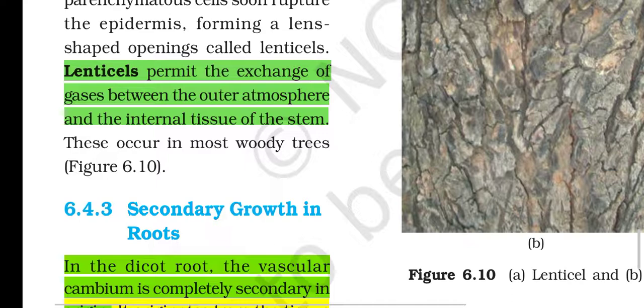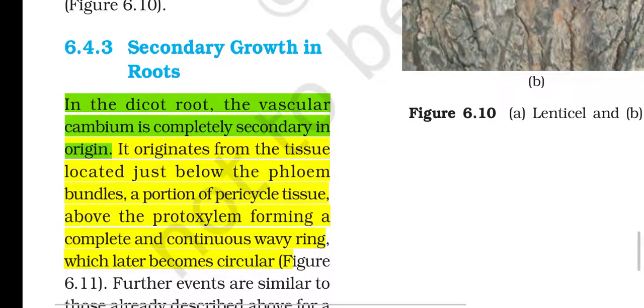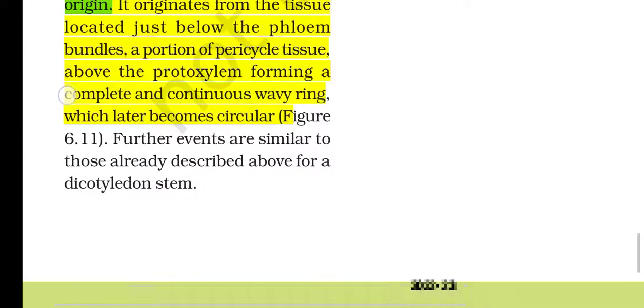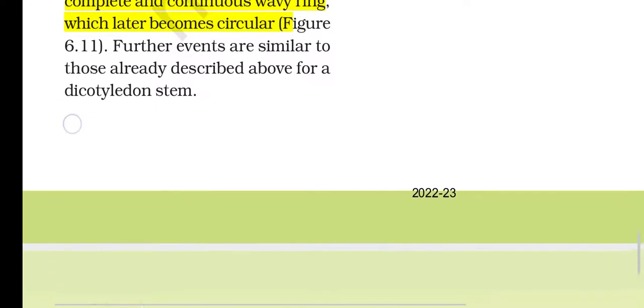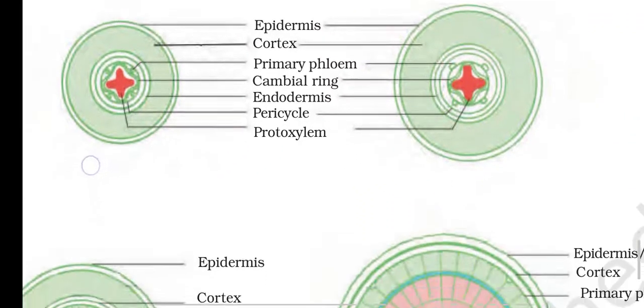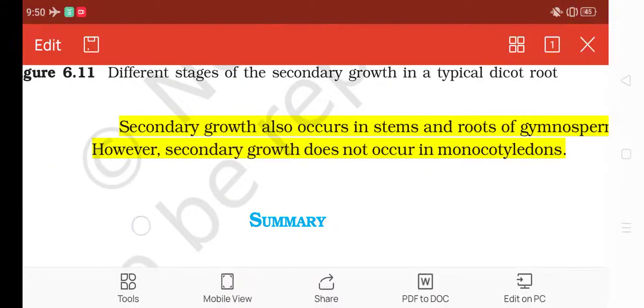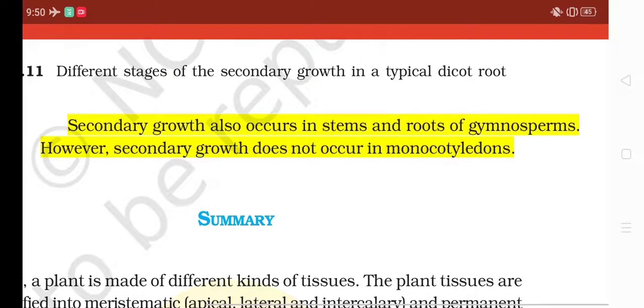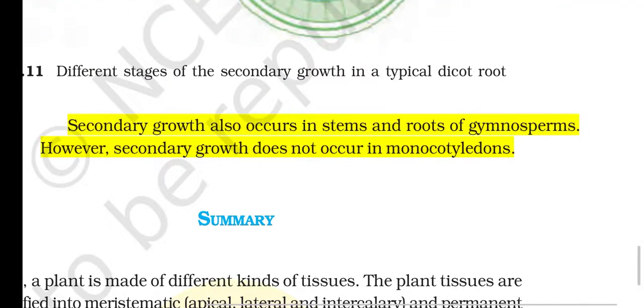6.4.3 Secondary growth in roots. In the dicot root, the vascular cambium is completely secondary in origin. It originates from the tissue located just below the phloem bundles, and a portion of pericycle tissue above the protoxylem, forming a complete and continuous wavy ring which later becomes circular. Further events are similar to those already described above for a dicotyledon stem. Secondary growth also occurs in stems and roots of gymnosperms. However, secondary growth does not occur in monocotyledons.